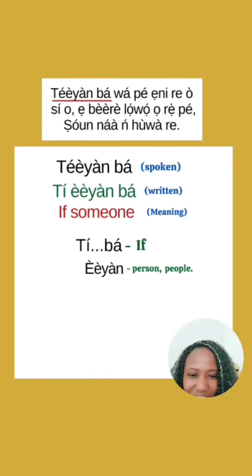So speaking and writing Yoruba is always different. Well, not always, but in most cases. It's just like when you're speaking English. I want to go out, that is how you would write it. But if you're speaking, it's like, I wanna go out. So it is something like that. Like that. So, tí èèyàn bá and téèyàn bá.